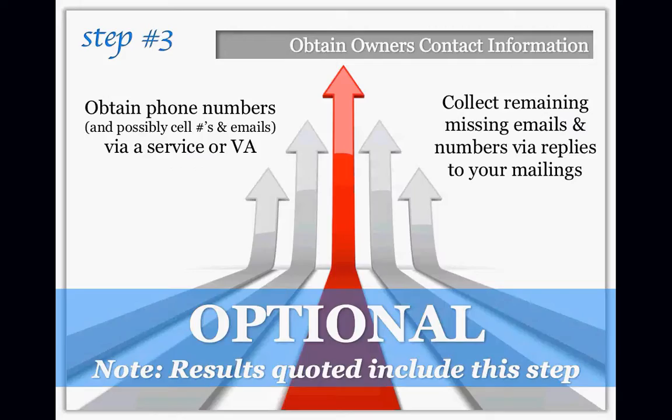So step number 3, you want to obtain the owner's contact information. Now from the tax rolls, you should get their name, their full names, owner's names, and you should also get a mailing address where the tax bill is being mailed to, right? Other information you can obtain are their phone numbers and their emails, right? Now you can pay a service to look those things up for you, or you can get it as you go, as you work the system, and we're going to teach you how to do that.